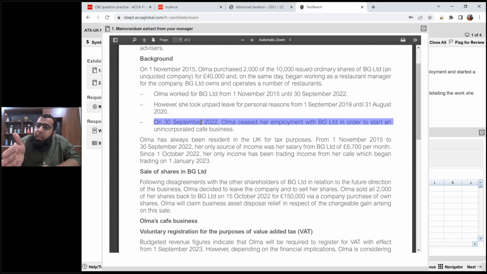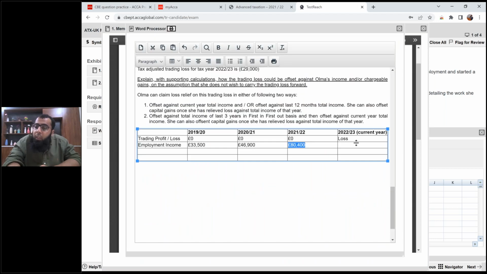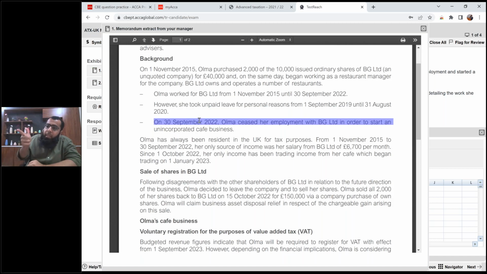21-22 ends on 31st March 22, not on September 22. Okay, so he was on job for entire 12 months. What about 22-23? Can anyone tell me? Now 22-23 starts from April 22. He left the job in September 22. April, May, June, July, August, September, 6 months. So yes, here there will be 6 months.